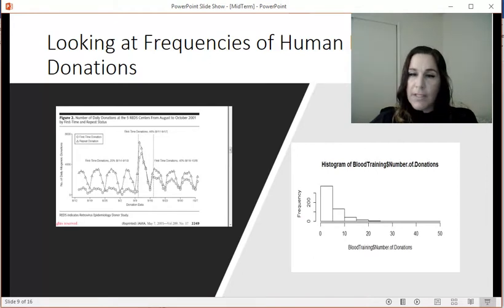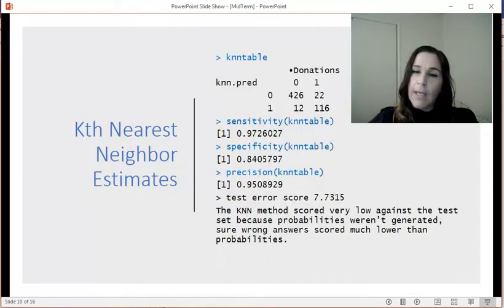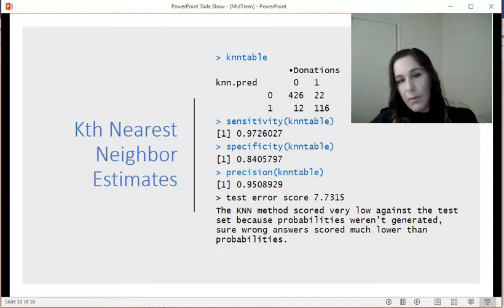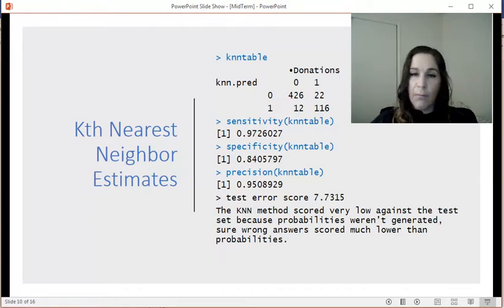And here we see the dynamics and the frequencies of blood donations. The one-time donations versus repeat donations, forming more of a logistic distribution. So we plugged that data in. K's nearest neighbor was thought to be a good platform to predict. There were some good things out of it. The sensitivity was high, the precision was high. However, with the test data, the error score was rather high.